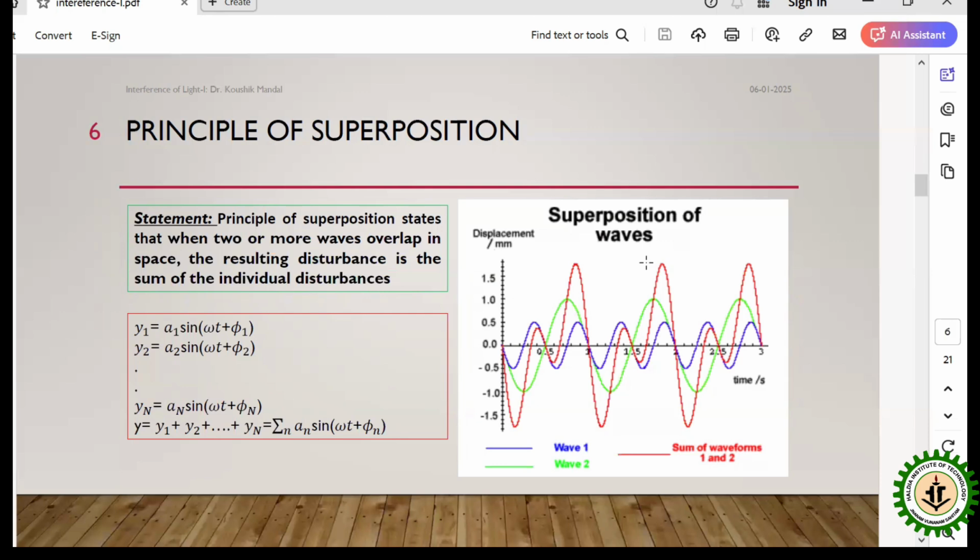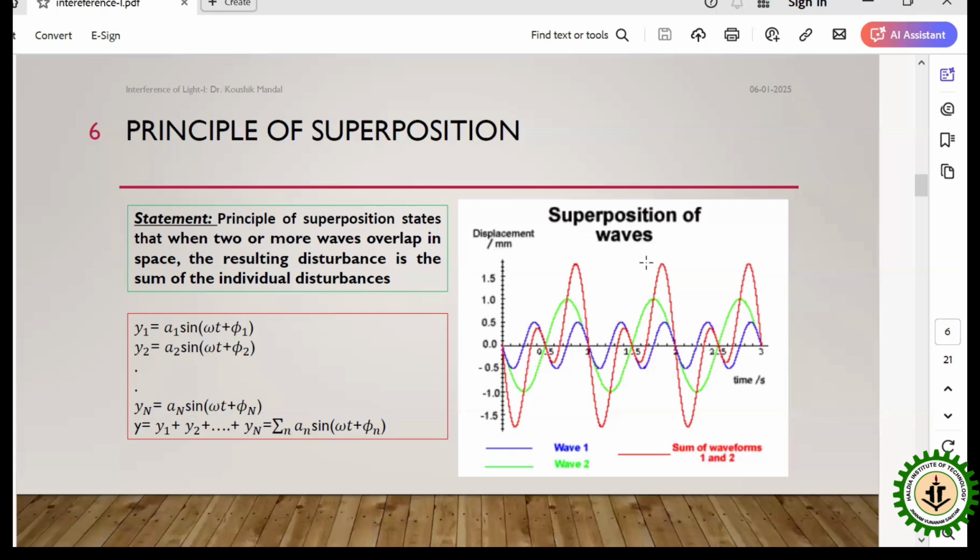For example, if you consider some wave described by y1 equals a1 sine(omega t plus phi1). Here phi1 is the phase angle, and y2 is a2 sine(omega t plus phi2), and so on. If you consider n number of waves, the principle of superposition tells that the resultant disturbance y is nothing but the sum of the individual waves. That means y equals y1 plus y2 plus y3 up to yn, and in compact form it is the sum over n of an sine(omega t plus phi n).